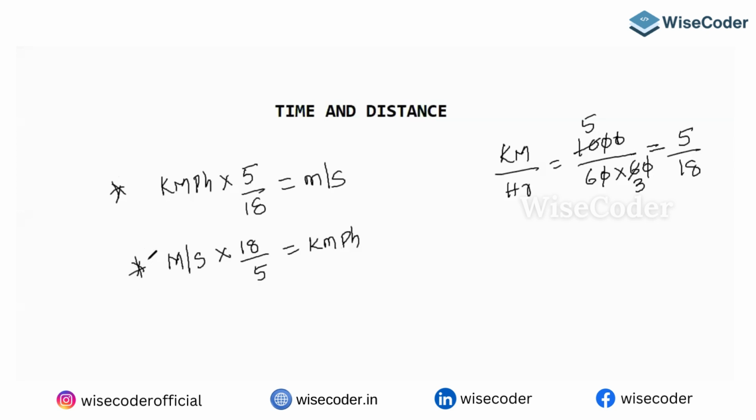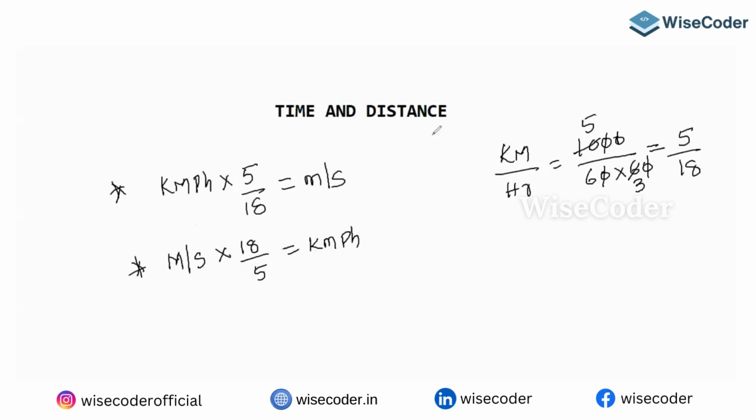The conversion is very, very important. To convert speed from kilometer per hour to meter per second, multiply with 5 by 18. To convert speed from meter per second to kilometer per hour, you need to multiply with 18 by 5. Based on this particular funda, the conversion, we'll see a few questions.